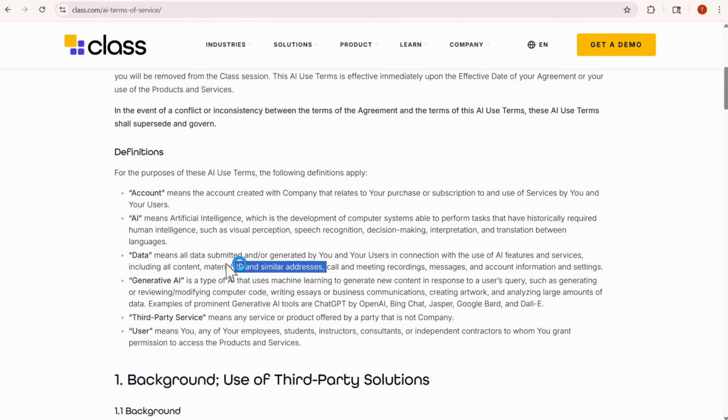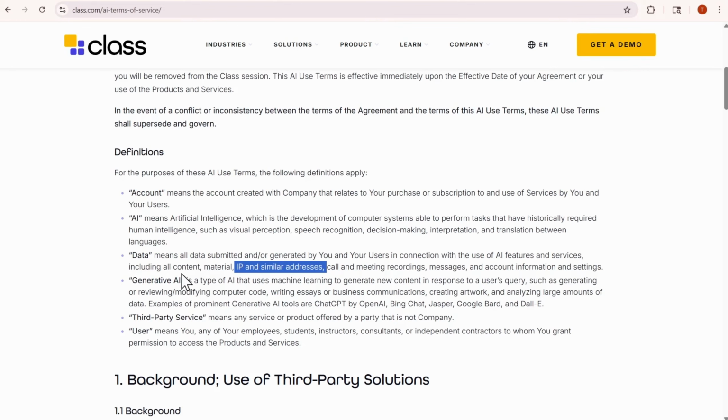I want to talk a little bit about this. Now, what some customers are not familiar with is the term personal data. It doesn't just look at what is traditionally known to be personal data, like name and email address. Anytime there is an identifier that could identify an individual, it constitutes personal data, and an IP address can be identifiable to an individual, which is why it's listed here, right? Call and meeting records, messages and account information and settings.